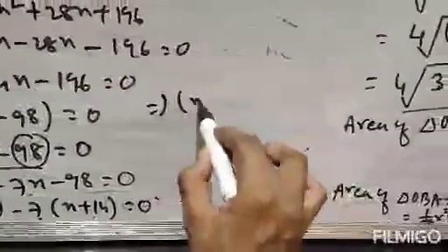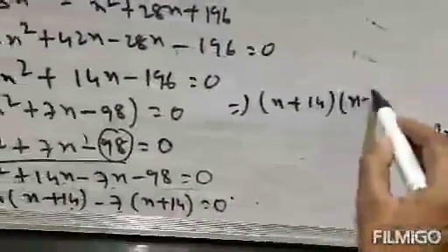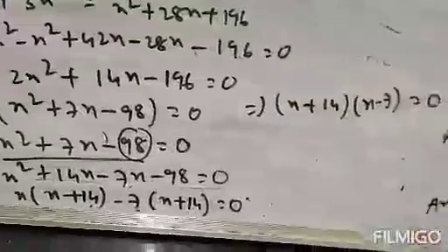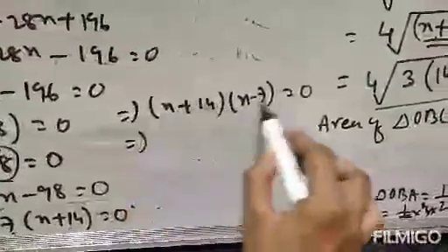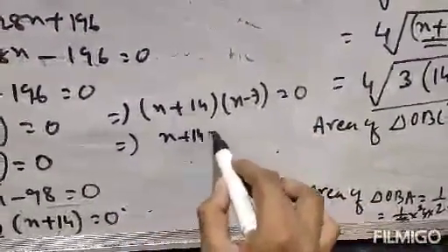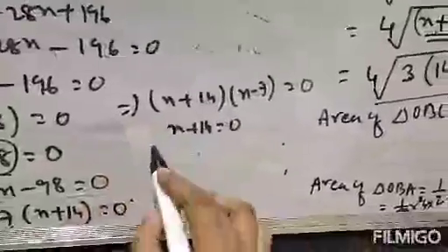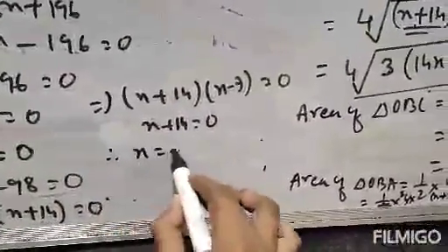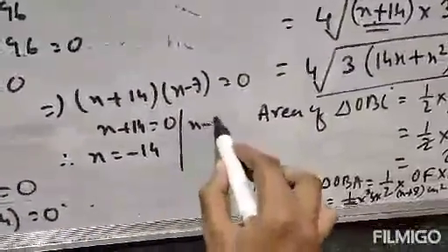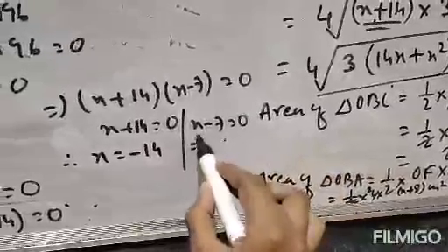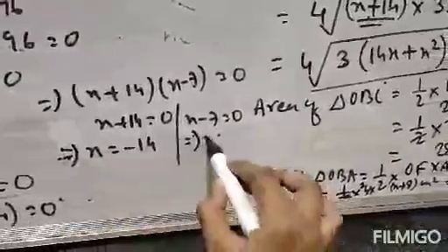Now from here, x plus 14 into x minus 7 will be equal to 0. Clear? So either x plus 14 is 0 or x minus 7 is 0. So if x plus 14 is 0, then x will be minus 14, and if x minus 7 equal to 0, then here x will be 7.